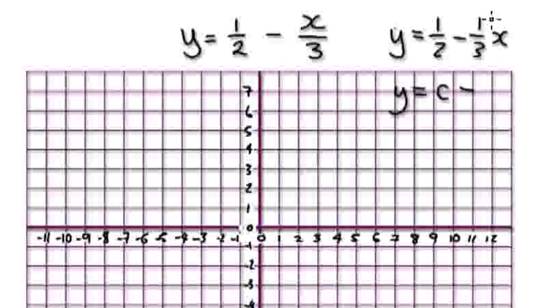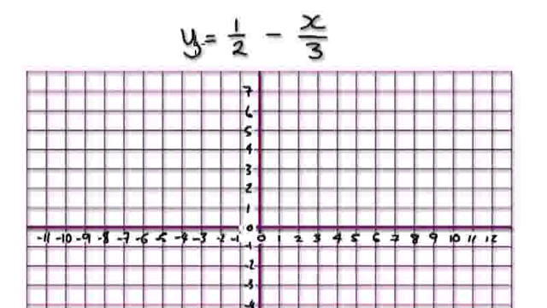This is your gradient here. It's a minus a third because the gradient is the number in front of the x, the coefficient of x. And the intercept is this bit here, the half. So given this equation here, the intercept is a half. What that means is it's right here.